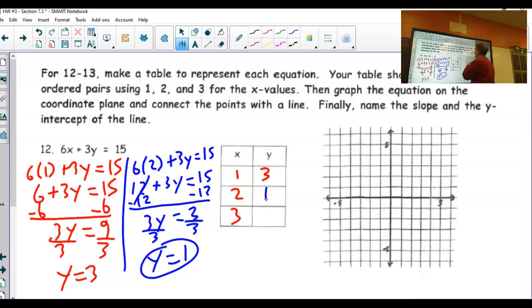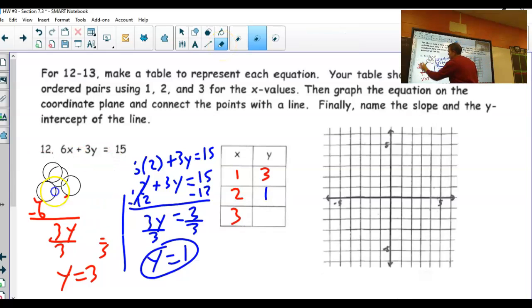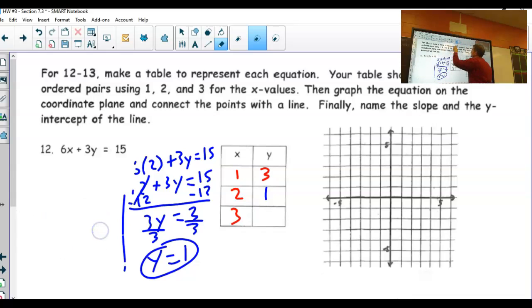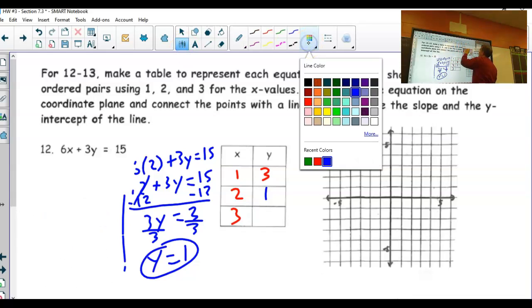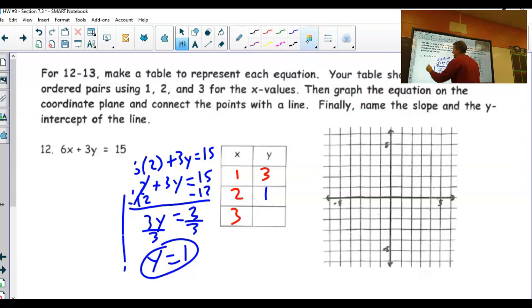And finally, I would need to put 3 in for x. So let's erase that, and go green on this one. So I need to put 3 in for x and see what y equals when x equals 3.